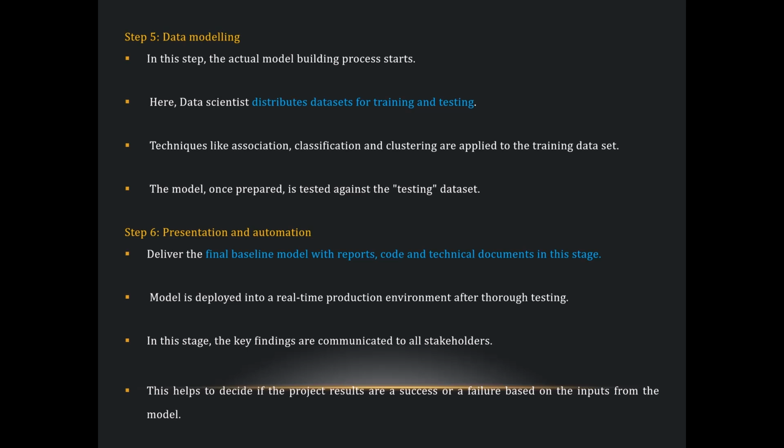Here we will see, okay, enough data is collected, and we will check whether the data can be modeled. What do you mean by model? Here the data can be programmed and made into a software. So that will be data modeling. In this step, the actual model building process starts. That is, the data scientist distributes the data sets for training and testing. What do you mean by testing? Whether it can be converted into software or not.